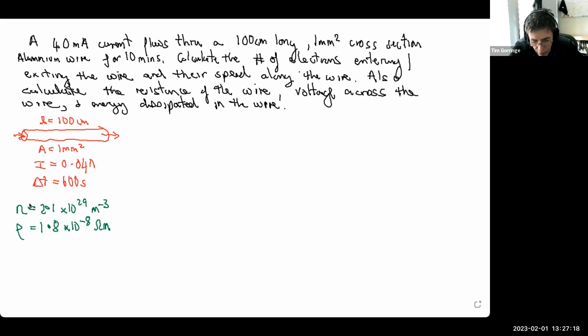There's two additional quantities that I've written down here, that I looked up, that are needed to solve this problem. One of them is the number of mobile electrons in copper per cubic meter, and that's 2.1 times 10 to the 29 electrons per cubic meter. The second is the resistivity of copper, and that number is 1.8 times 10 to the minus 8 ohm meters. So these are two additional numbers, in addition to the quantities told in the problem, that I'm going to need to use to solve this particular problem.